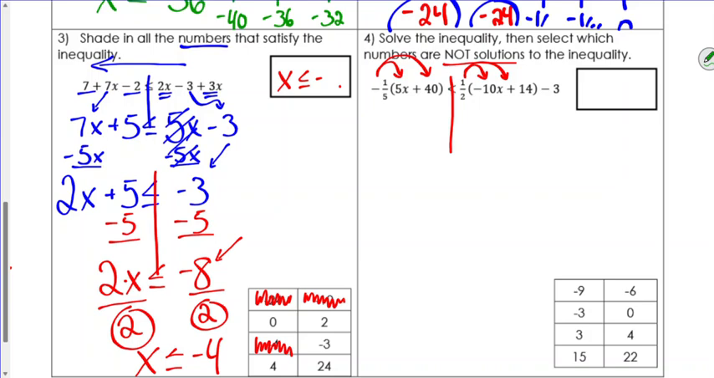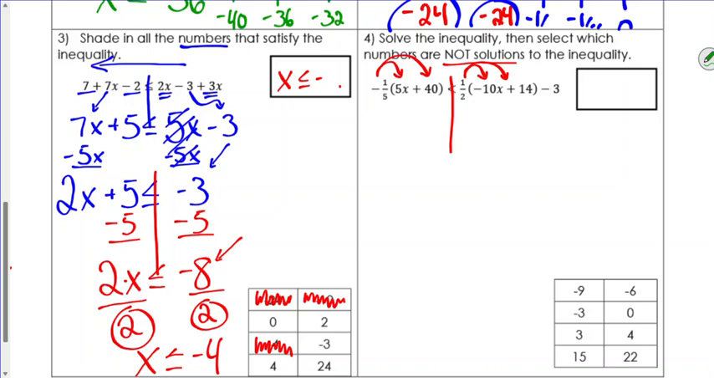You have to distribute before you combine like terms. That's multiplying before adding or subtracting. That's really just order of operations. So always distribute first, then you combine like terms on either side. Then you start bringing the variables to one side.